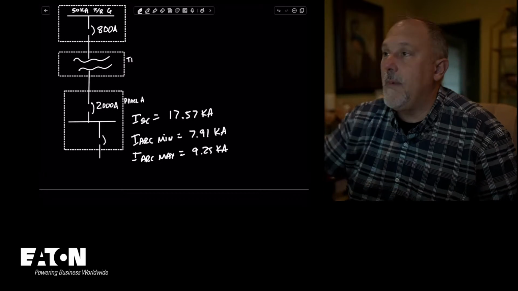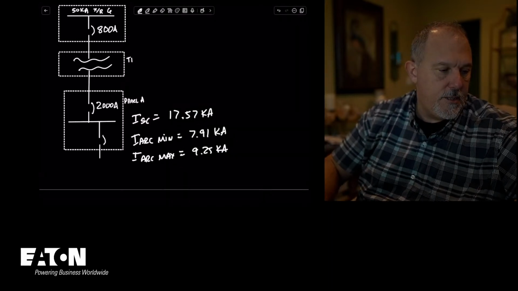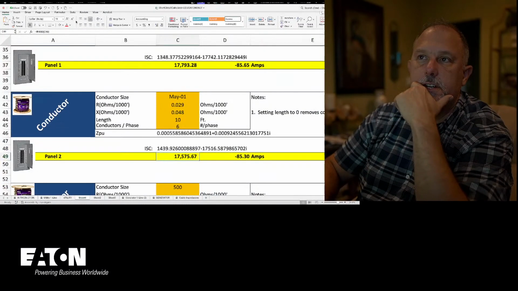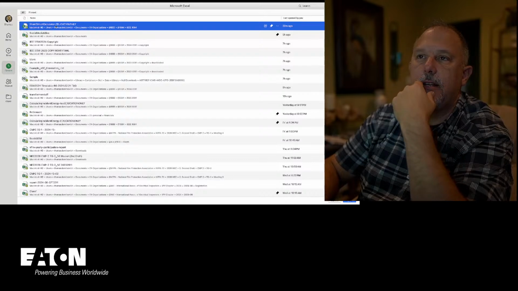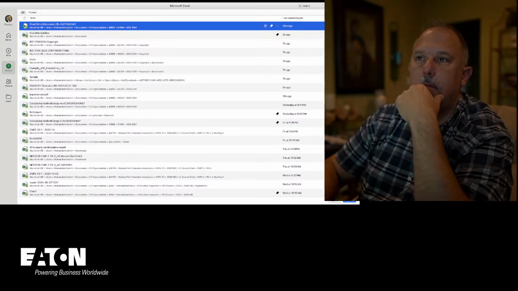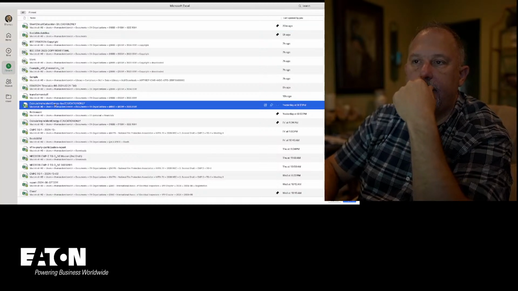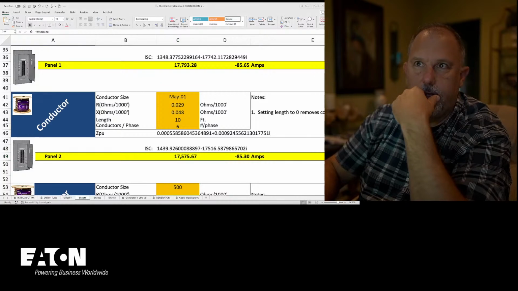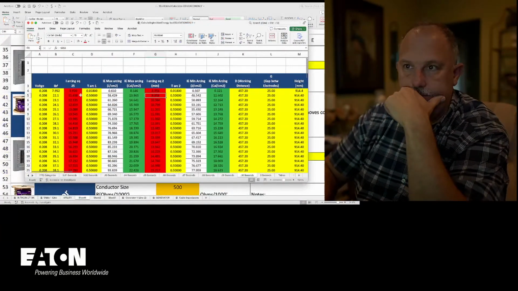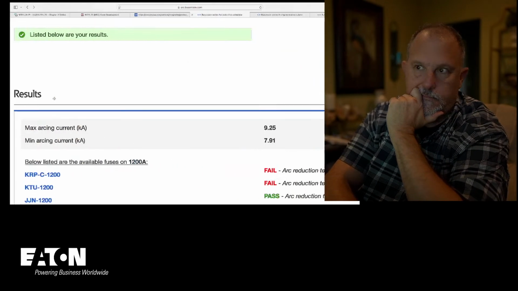I'm going to grab my spreadsheet. I have a spreadsheet. File, open recent. I go here. Oh, calculating incident energy. Right there. Okay. All right, so I have my voltage is 208.